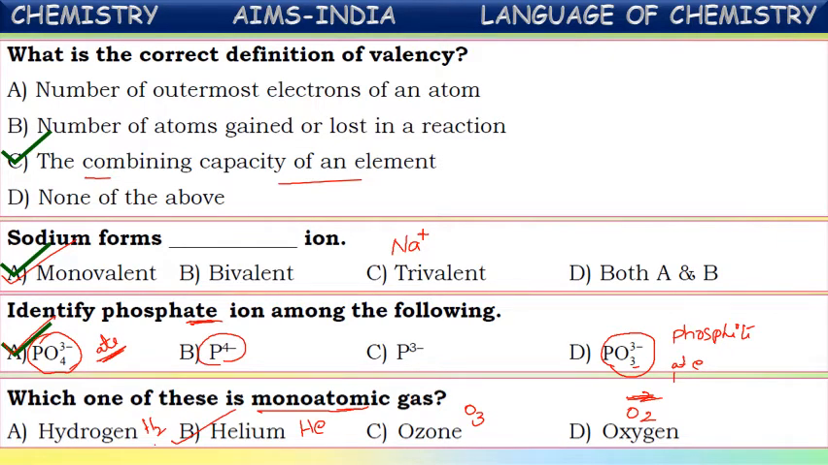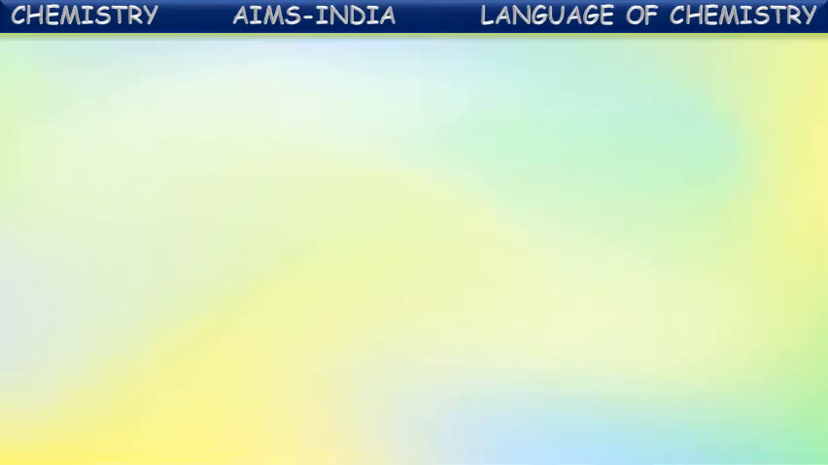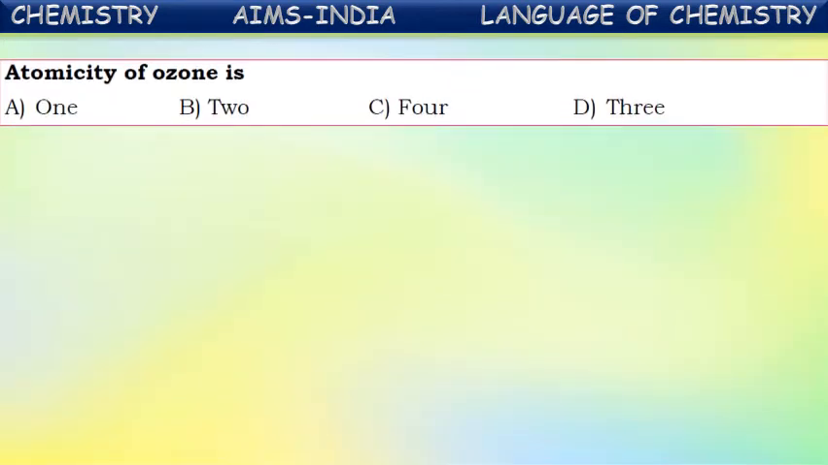Hydrogen is diatomic. Oxygen is diatomic. Ozone is triatomic. So our answer is option B. Now, the atomicity of ozone: as I wrote previously, ozone is O3, triatomic, so the atomicity will obviously be 3. 1 means monoatomic, 2 means diatomic, 3 means triatomic, like that we can say.